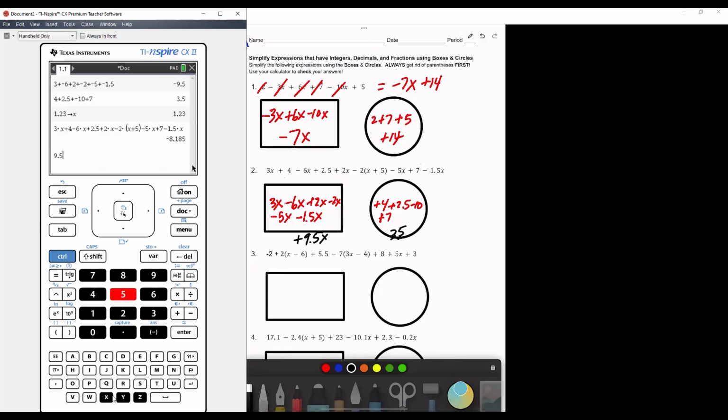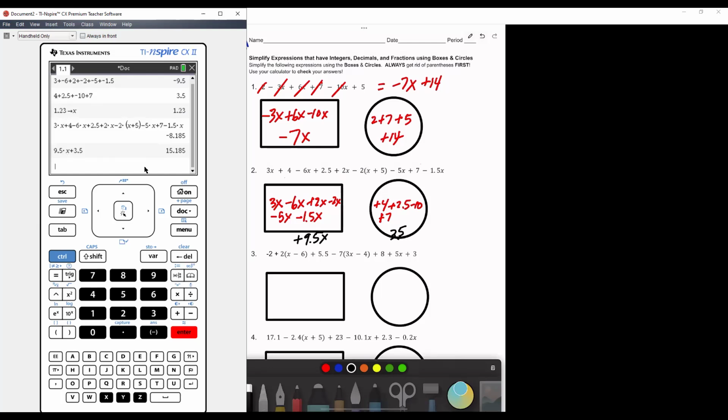9.5x is what we simplified the coefficient to, plus 3.5, the constants, and it doesn't match. Hold on. So let me go back and double check what I've done here. I got 3.5. So let me go back. I got 4 plus 2.5 plus a negative 10 plus 7. That looks good.